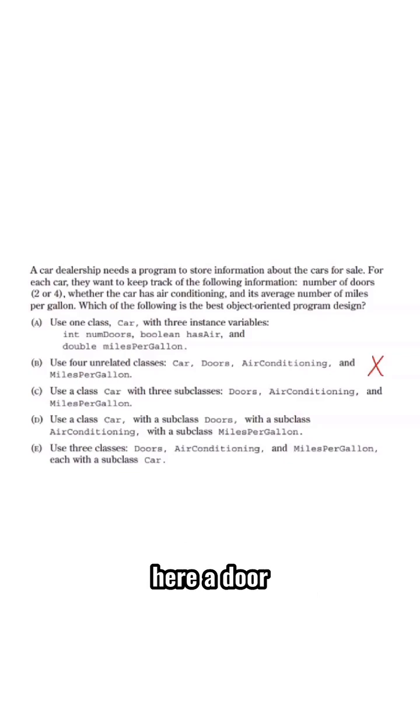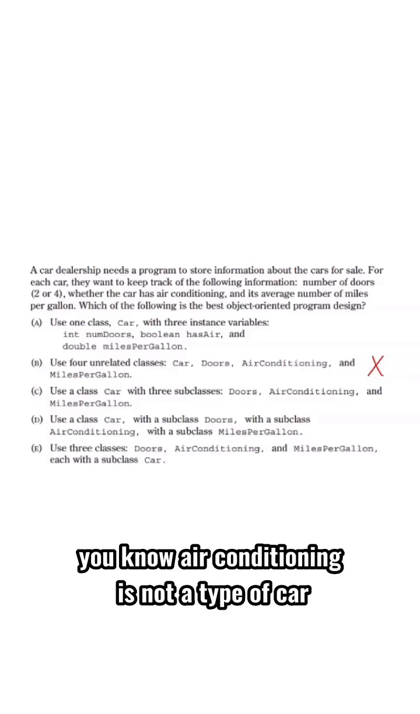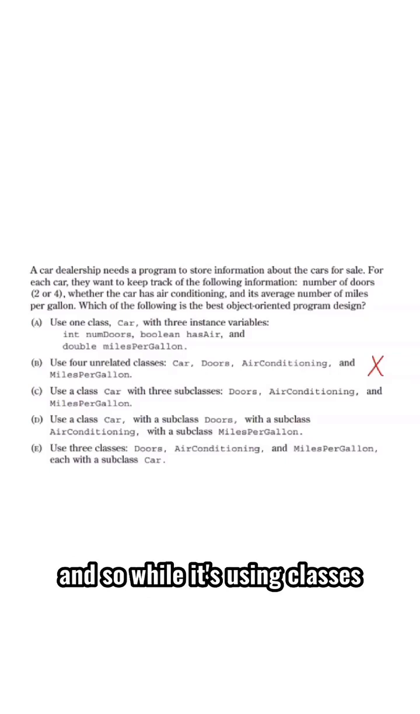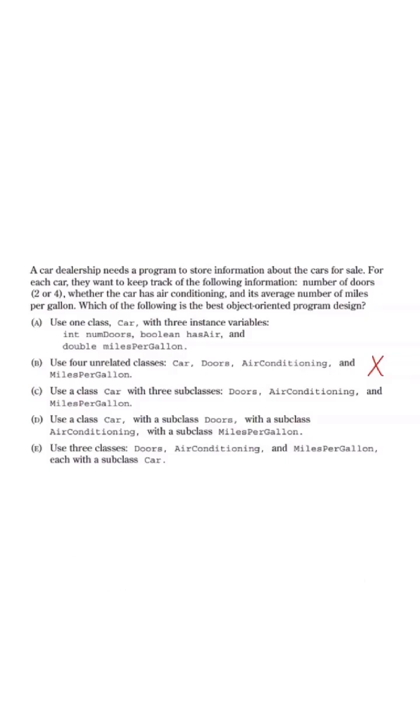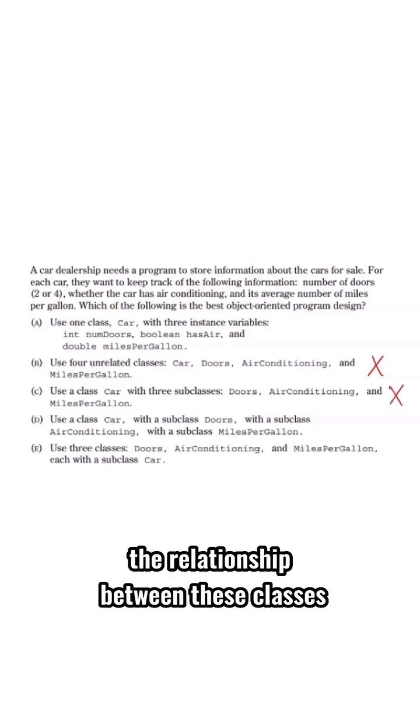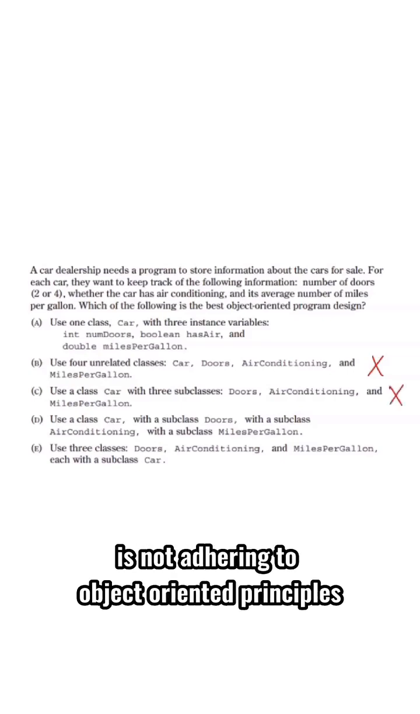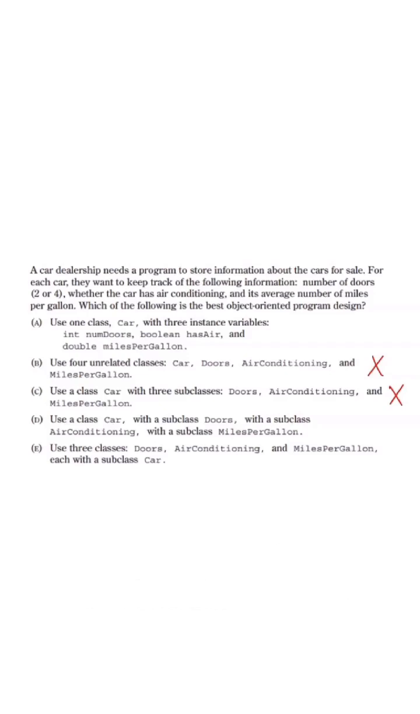Here, a doors is not a type of car, air conditioning is not a type of car, and so while it's using classes, the relationship between these classes is not adhering to object-oriented principles.